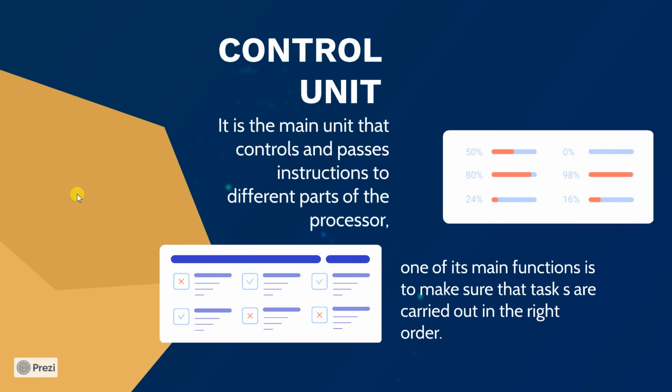Okay? The control unit. All right, so this is a next part of your processor or your CPU. It is the main unit that controls and passes instruction to different parts of the processor or CPU. One of its main functions is to make sure that the tasks are carried out in the right order. For instance, let's just say you're supposed to press on your keyboard first and you're going to try to press them really fast. So you press the W key and you press the Y key, and you try to press them very fast, and you want to know exactly which one came up first.